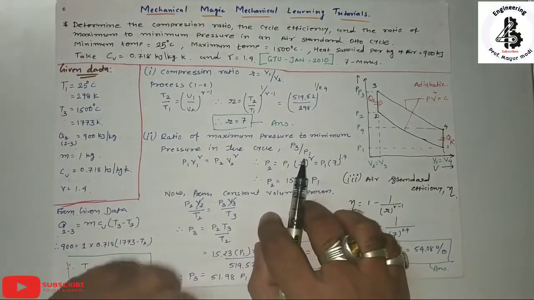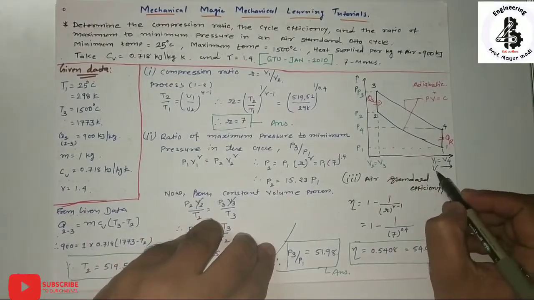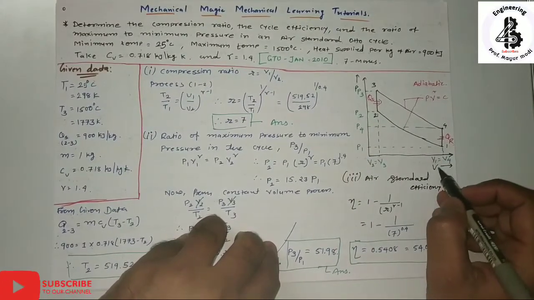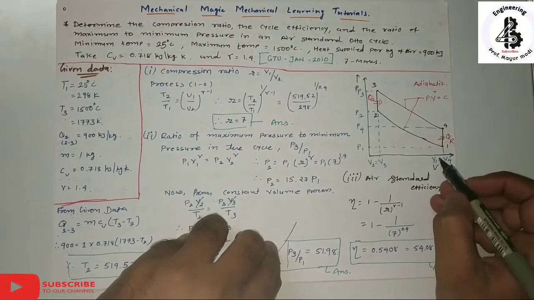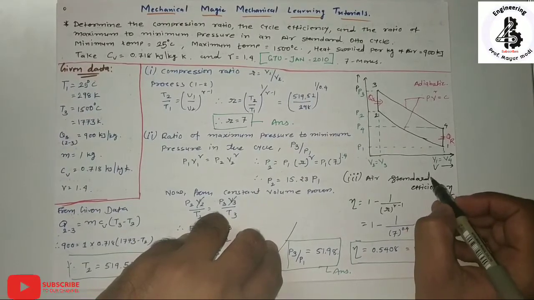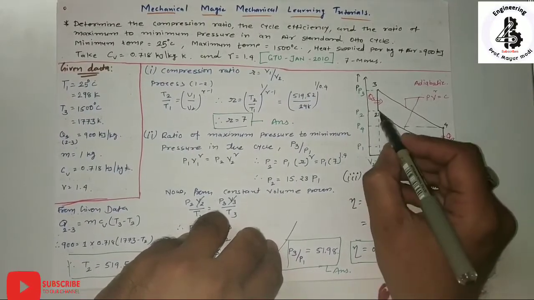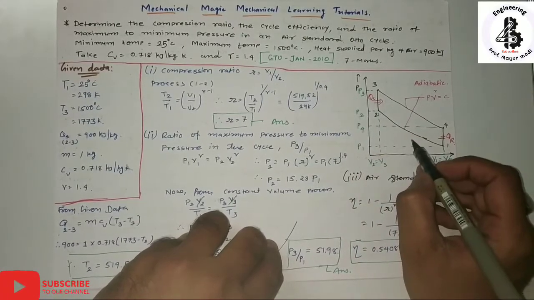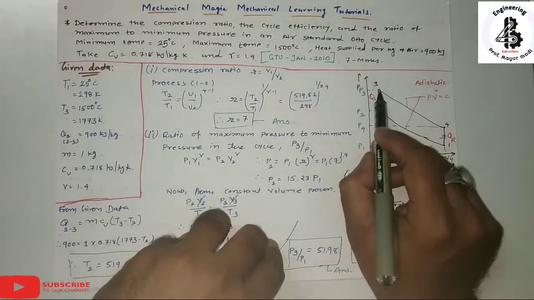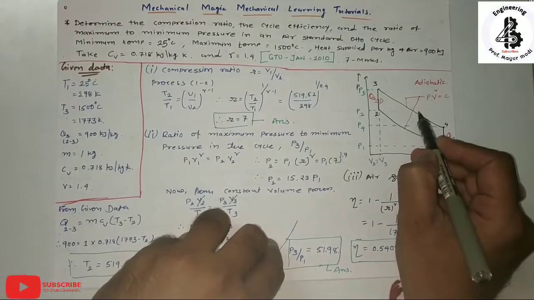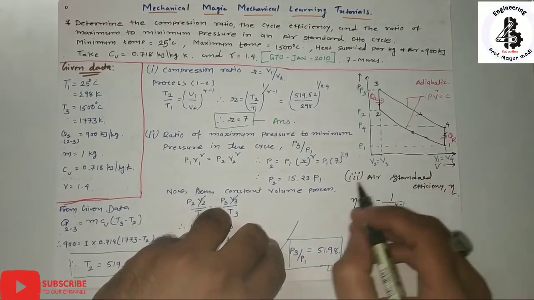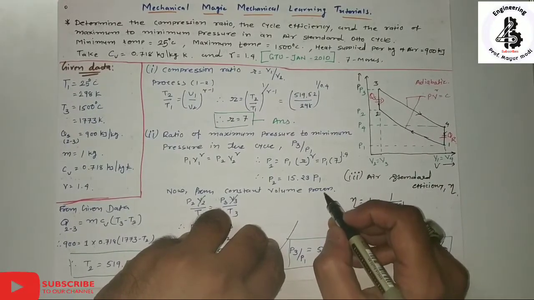So let us see the PV diagram of this data. The x-axis represents volume and the y-axis represents pressure. So this is your Otto cycle. In the Otto cycle, in a simple way, there is constant volume heat addition and constant volume heat rejection. The 1 to 2 process is an adiabatic compression process. 2 to 3 is a constant volume heat addition process. 3 to 4 is an adiabatic expansion process. And the 4 to 1 process is a constant volume heat rejection process.